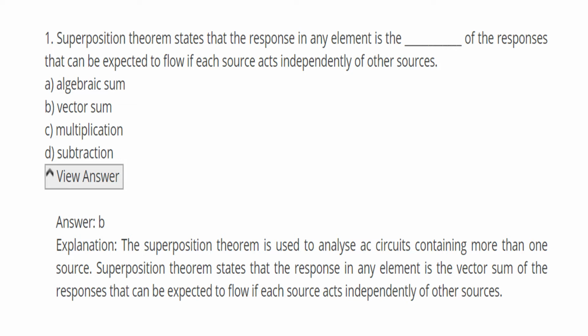The explanation is here. The superposition theorem is used to analyze AC circuits containing more than one source. Superposition theorem states that the response in any element is the vector sum of the responses that can be expected to flow if each source acts independently of other sources. This is the right answer.